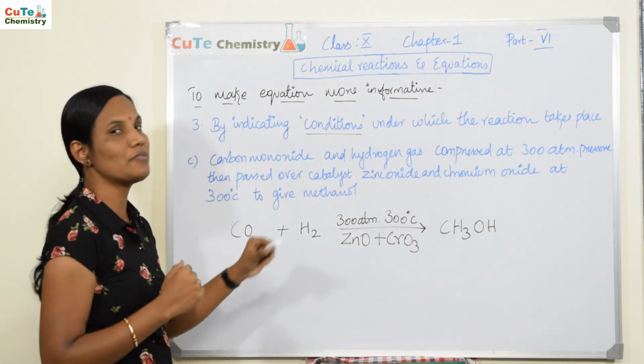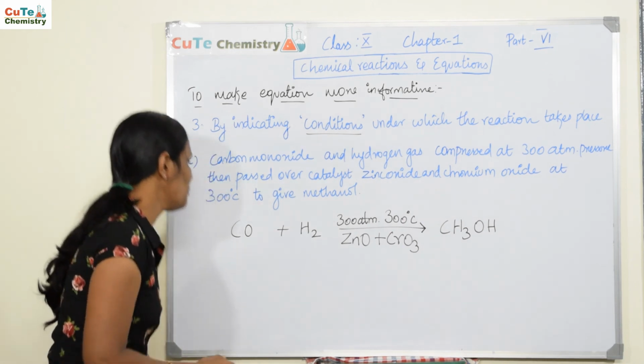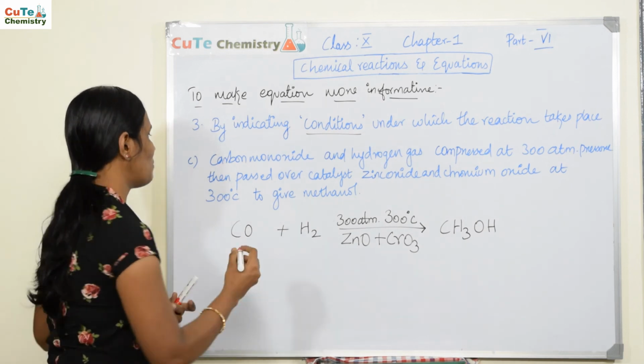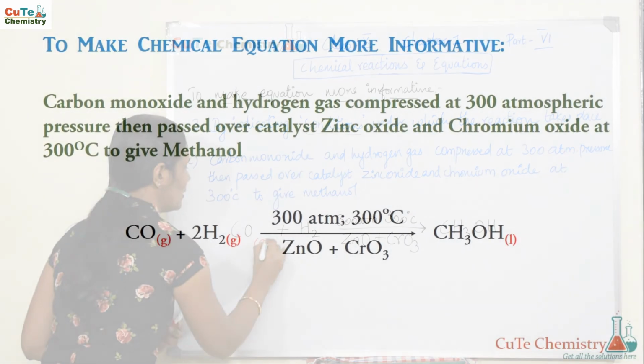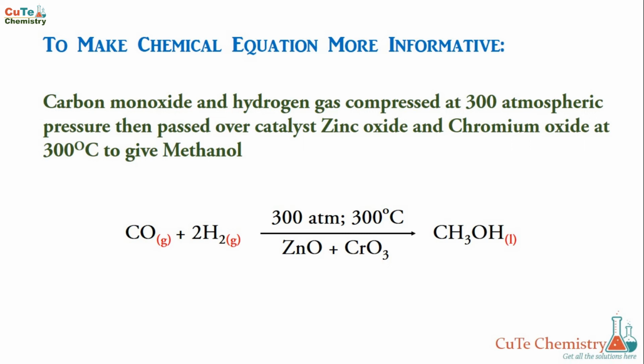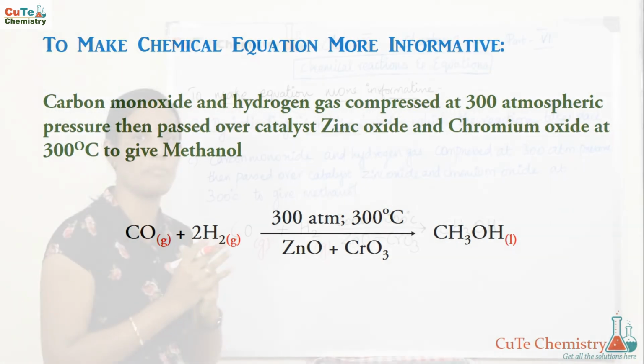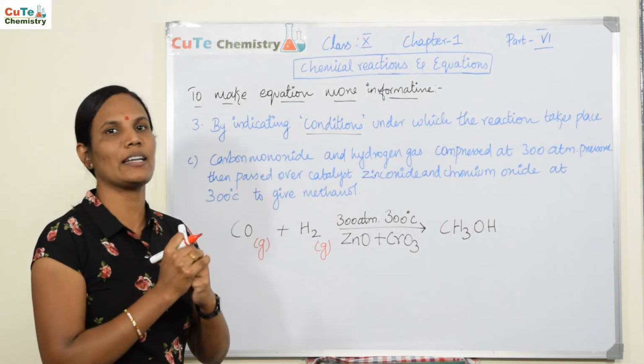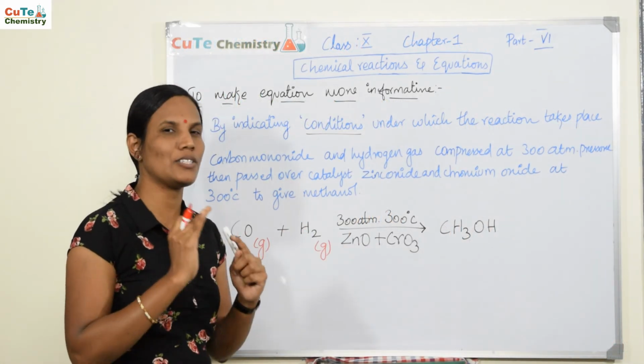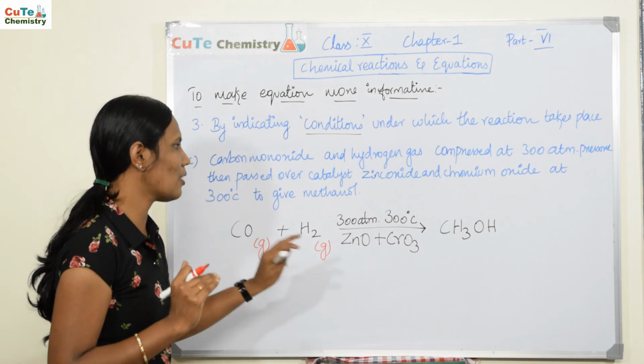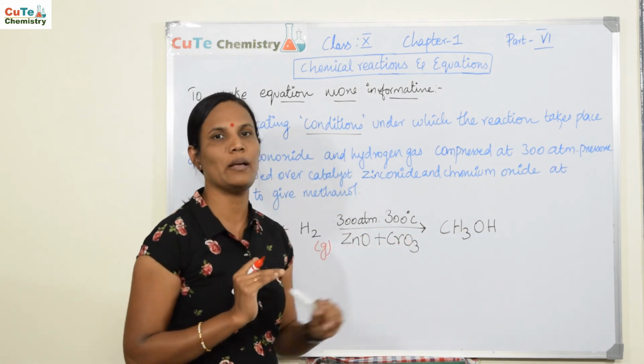Now we will write the physical state of the reaction as well. Carbon monoxide is a gas, and hydrogen is also gas. When gas and gas combine, it needs some pressure. We have to pressurize the gas to give product. It is a general thing. So gas, here also it is a gas, it will produce methanol.